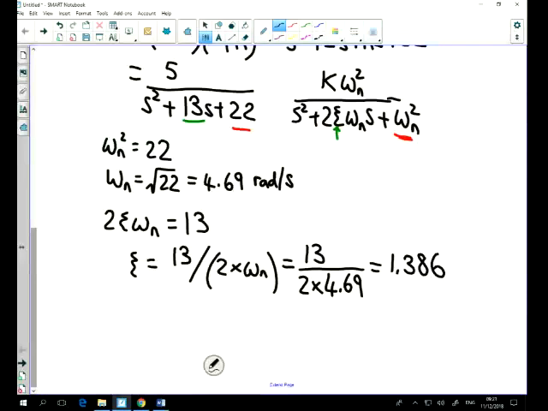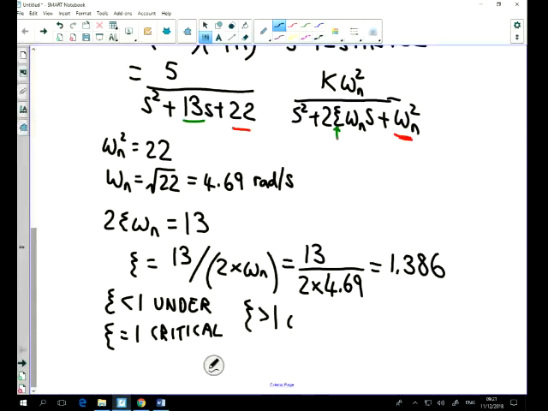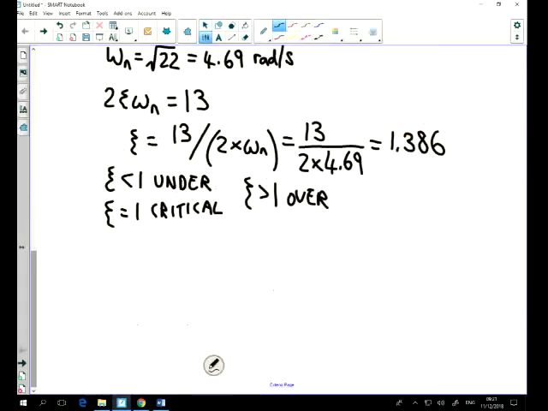We know that this is overdamped because if zeta is less than 1, that's underdamped. If zeta equals 1, that's critically damped. And if zeta is greater than 1, that's overdamped. So that means the system is probably not going to oscillate. It's going to have a response, and I don't think you're actually asked to draw a response, but if you were asked to, we could just do a quick sketch.